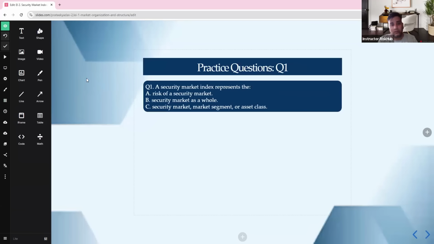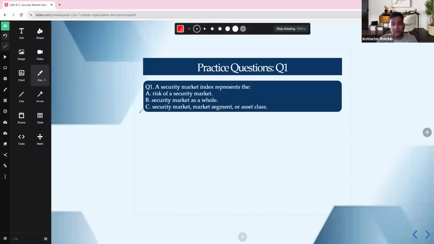Then we go into the practice question. A security market index represents what, right? A, risk of security market? No, not at all. B, security market as a whole? Not exactly. C, market segment, security market segment or asset class. Yes, C is the answer. See, index is not equal to only risk, that eliminates option A. Index is not always the entire market, that eliminates B also. Index is a representation of any defined segment, right? This is a definition-based question, very common in CFA.